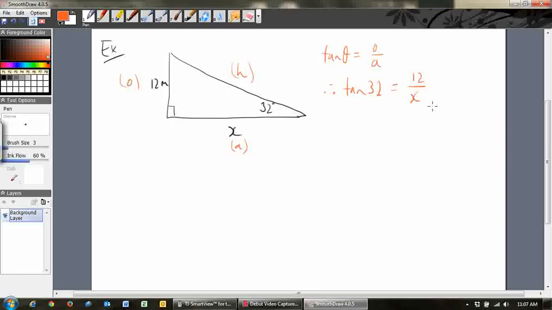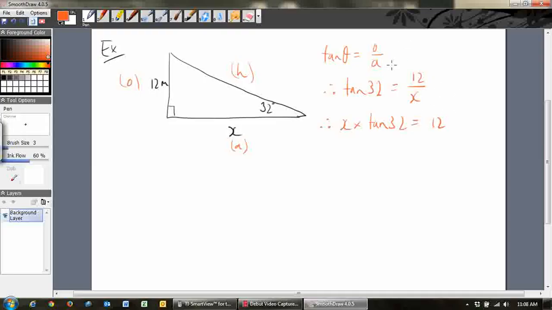When x is on the bottom line, it's a little bit more tricky. The last problem we had x on the top line, which is much easier, but here it's on the bottom line. But just like anything else, to get that x off the bottom line, what do we do? We times both sides by x. So let's do it over here. If we times both sides by x, we'll have x times tan 32 equals 12, so that x disappears from there.